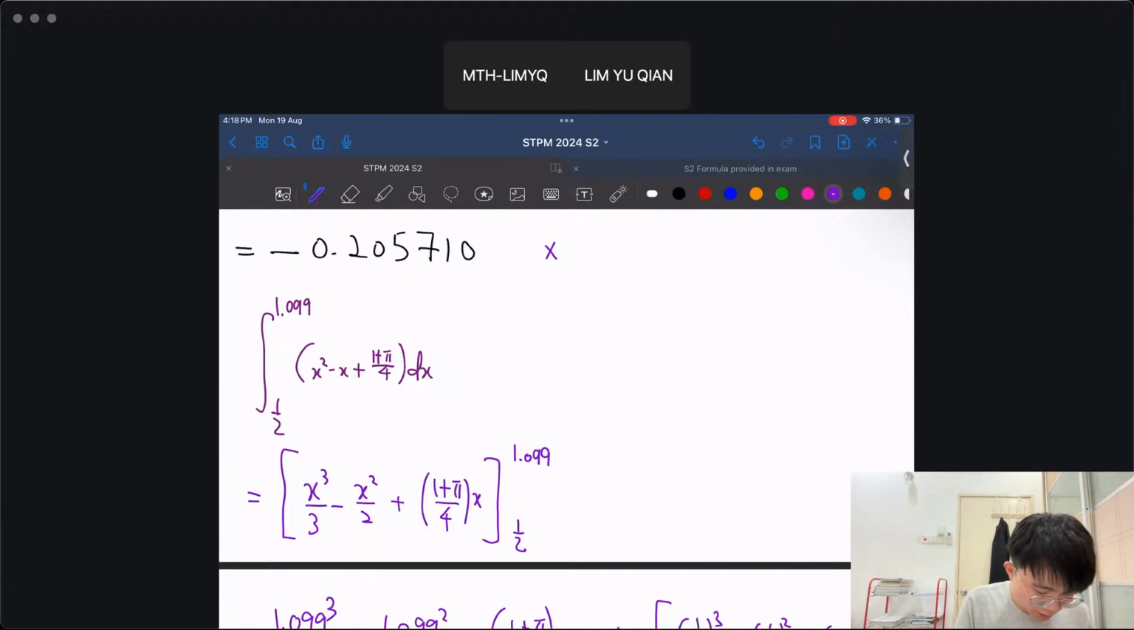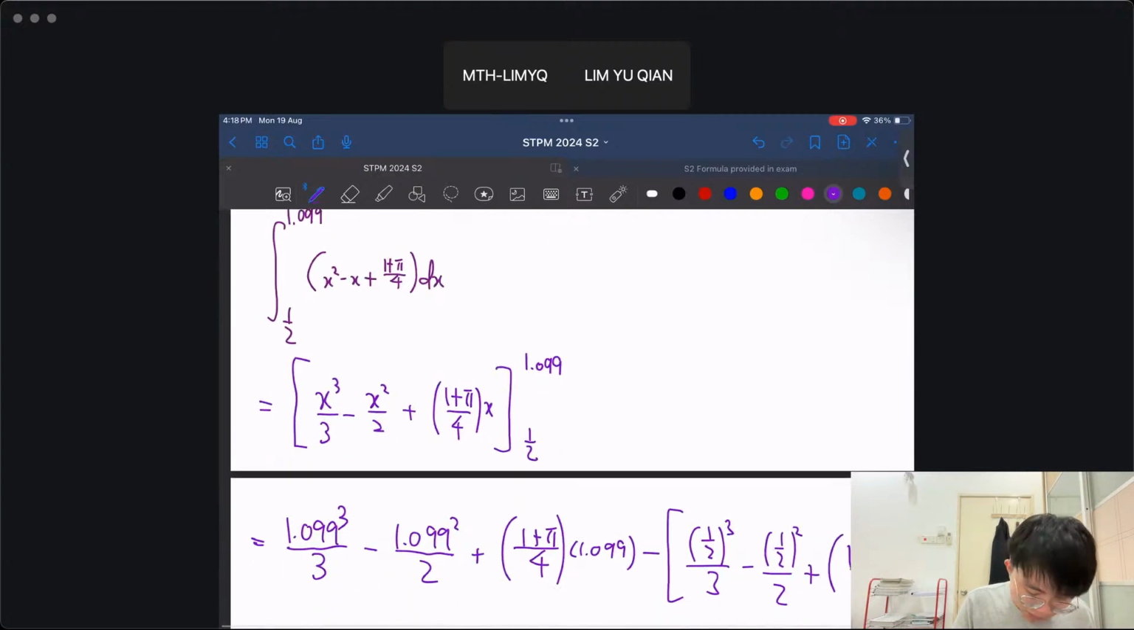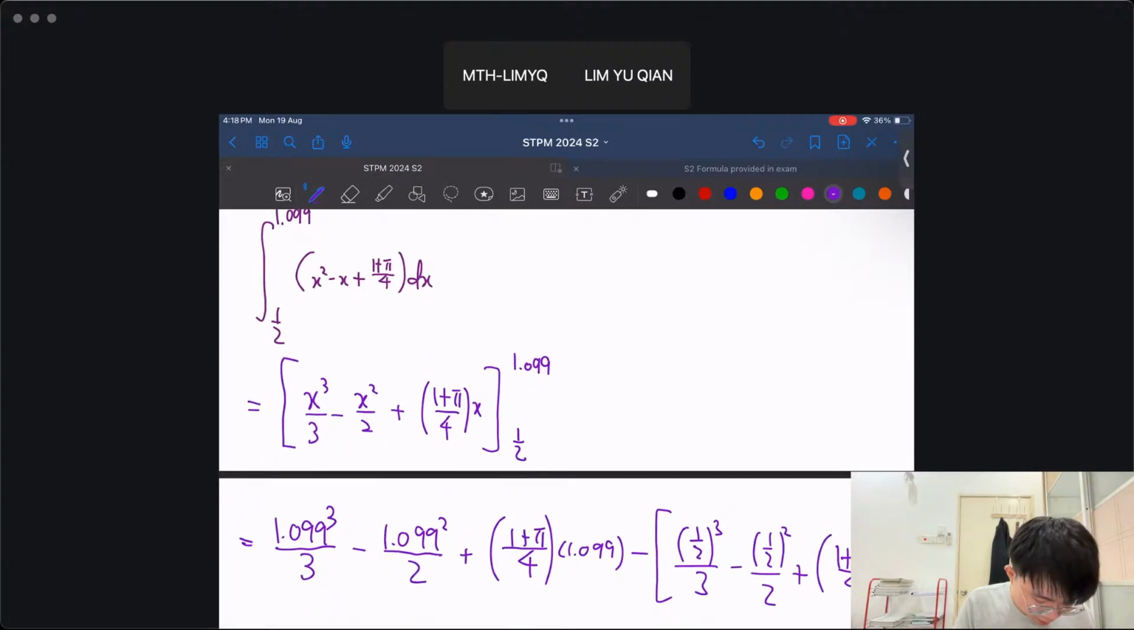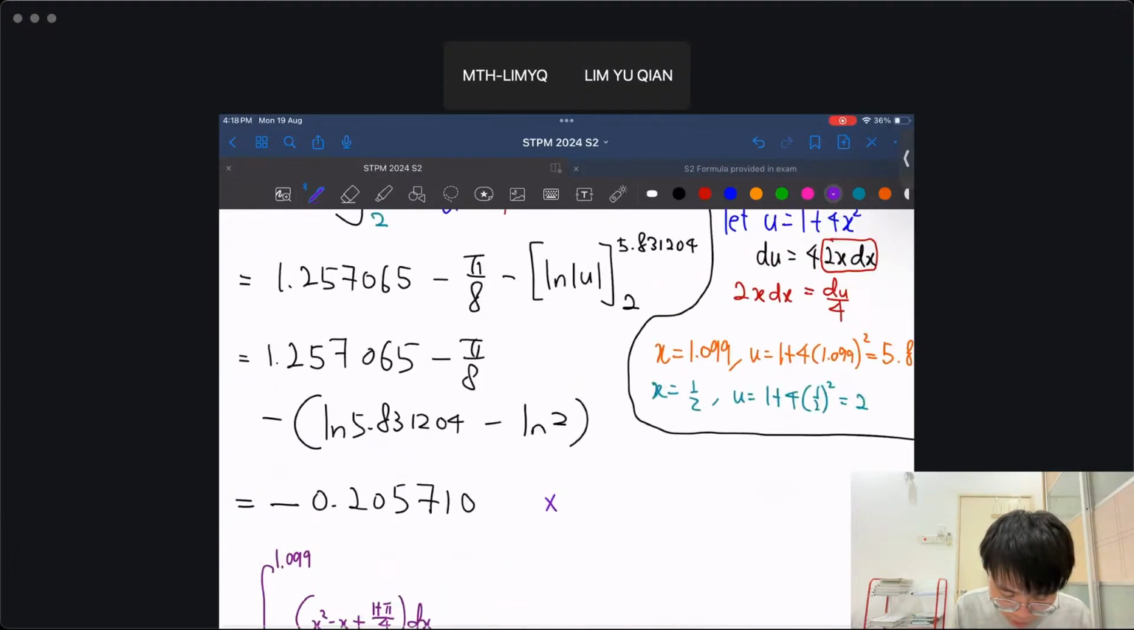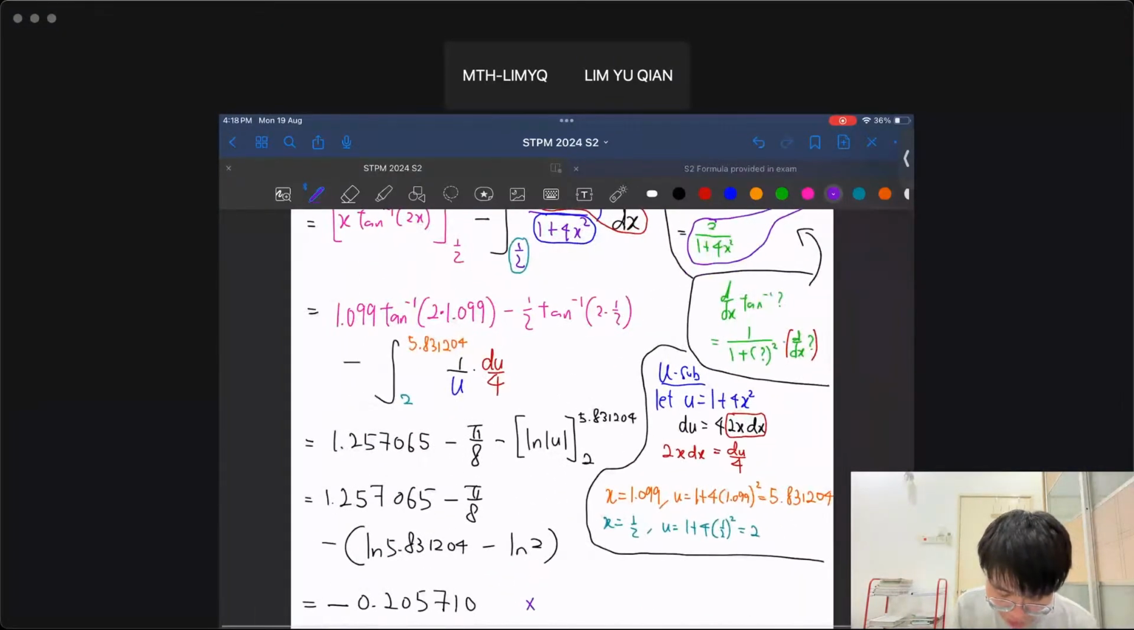x squared minus x plus 1 plus pi over 4, from 1/2 to 1.099. Okay, this one is correct. So only this one is wrong. Okay, so let's redo this one.